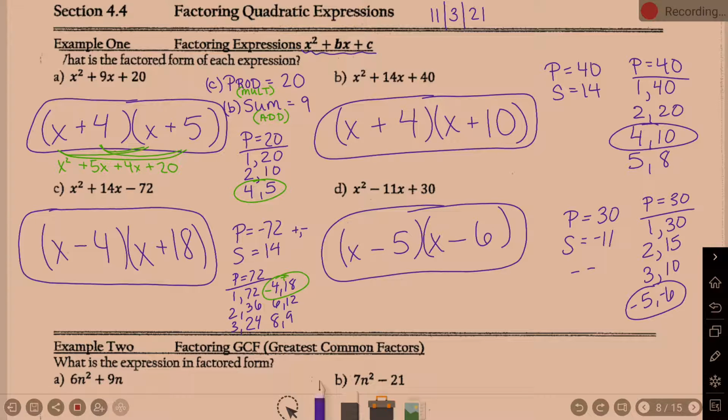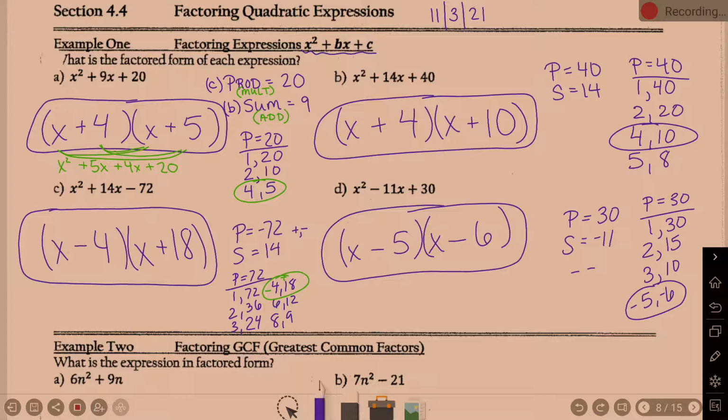When do we use this? When we go to solve these equations in lesson 4.5. Today we are just factoring. And after lesson 4.4, we'll take a break and we'll quiz. Then when we come back, in 4.5, we are solving. So we'll use this then.